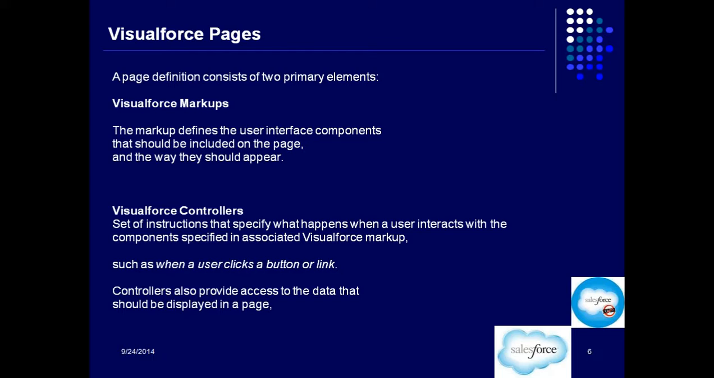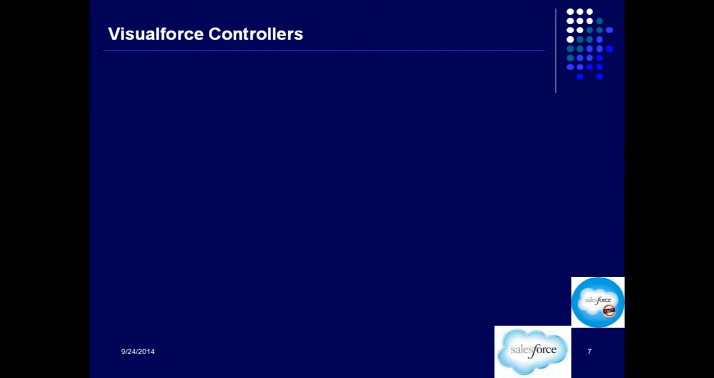Correct? So any Visualforce page will have some markups and a controller. The controller will have the set of logic or instructions, what needs to be done when someone clicks on the button, what needs to be done at any other action. So that is what a controller would do. Clear? Okay. So now markup is pretty simple. In markup, you can put anything. So let's understand a little more about controllers.